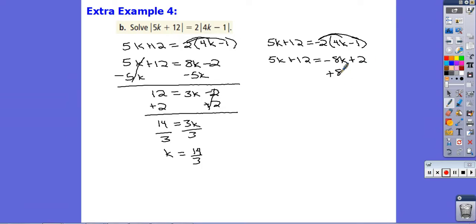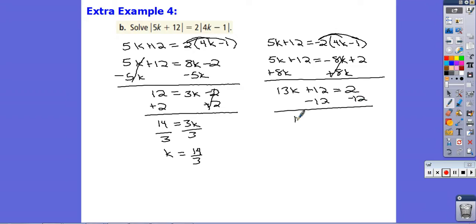So once again, I'm going to move the k's to where they're on the same side. Doesn't matter which side you go with, just pick one. So I end up with 5k plus 8k, which is 13k, plus 12 equals 2. I'm going to move the 12 to this side. So I get 13k equals negative 10. And then once again, I'm going to divide by 13. And so I get k equals negative 10/13.